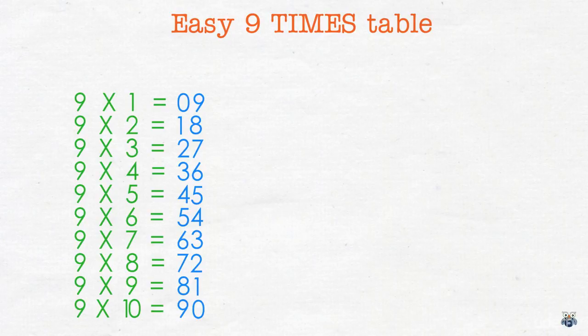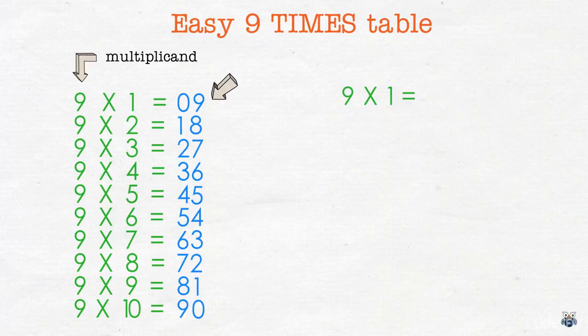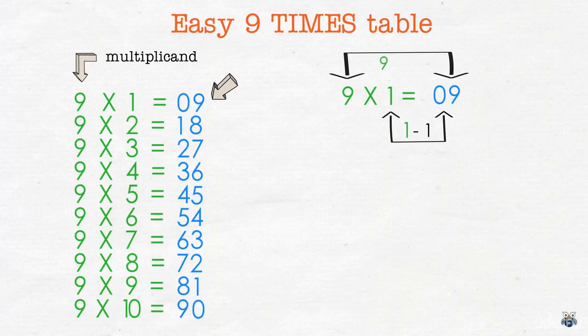Let's now look more closely at these results and see if we can spot a pattern. Let's start with the first result. 9 times 1 is 9. Please note that our multiplicand is the 9's number. We will keep the 9's number as the multiplicand in all our examples. Now, what if we broke this result, which is 09, into two parts, 0 and 9.